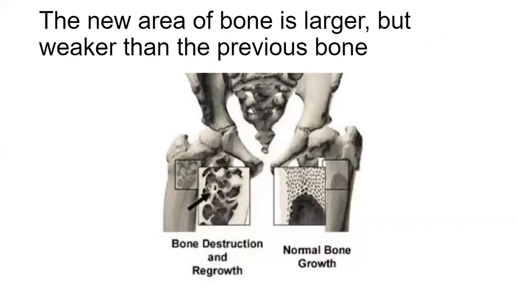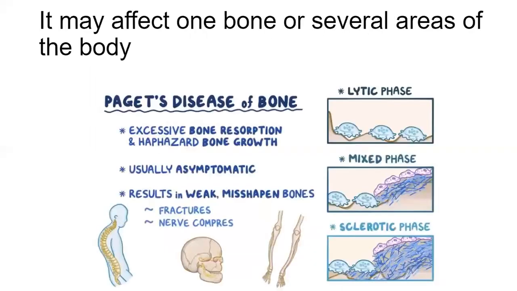So with Paget's disease, the area of the new bone is larger, but it's weaker than the other bone because it's immature, just like we saw in osteosarcomas. We're breaking down bone and we're growing new bone, and then it's being broken down before it has a chance to mature. Okay, it can affect one bone or several areas of the bone, and also several areas of the body.